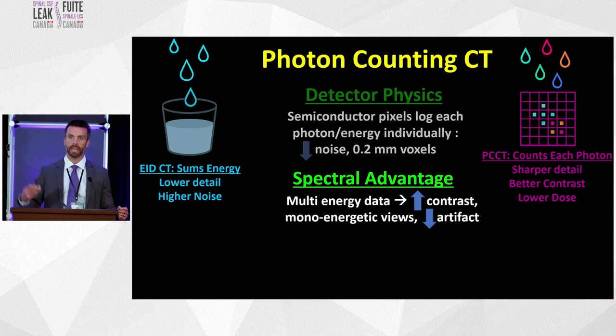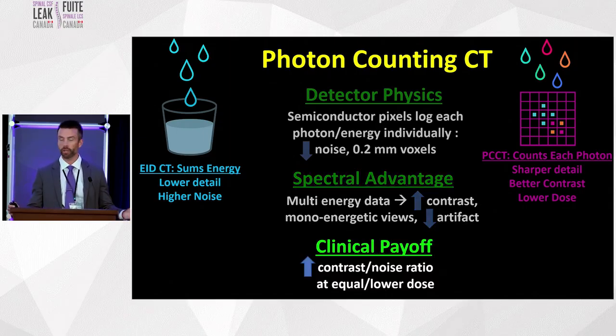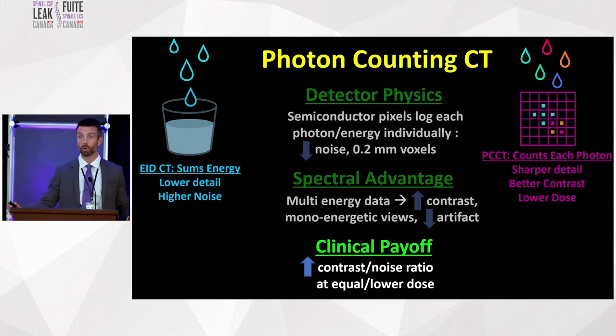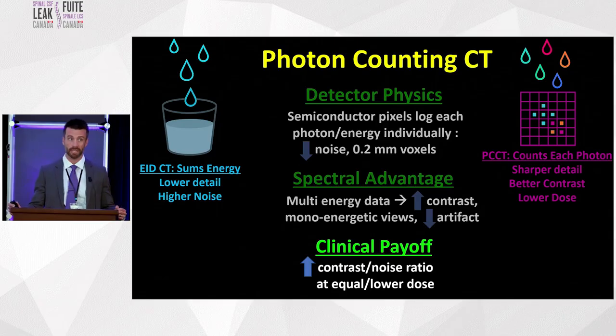Intrinsic in that, because we're counting every photon's energy, we are getting multispectral data, which is going to increase our contrast, giving us monoenergetic views if we want iodine-only views, bone-only views, and decreasing our artifact. And then there's this very good clinical payoff, which is that we get a high contrast to noise ratio at an equal or perhaps lower radiation dose, which we're particularly sensitive to in CT. That is one of the downsides compared to DSM, it's more radiation. And that is my presenter view.